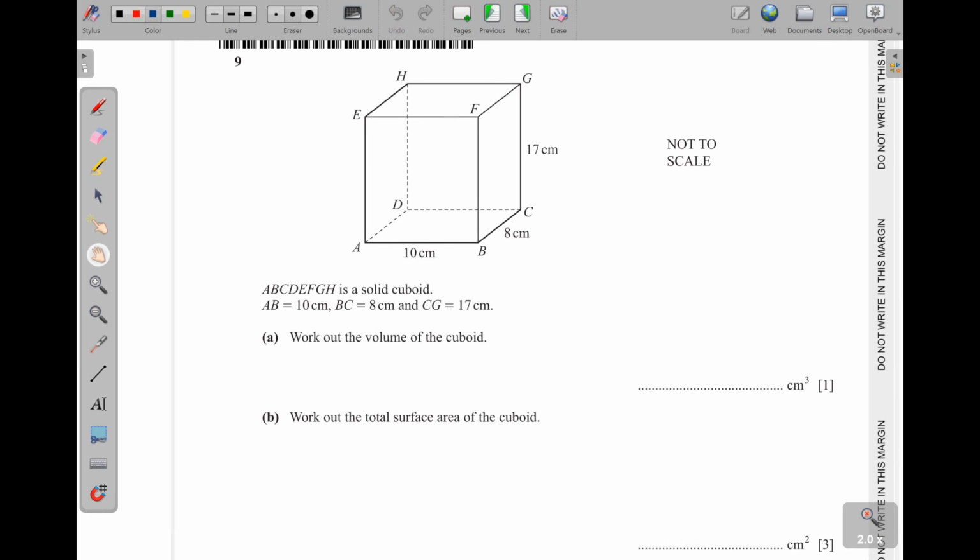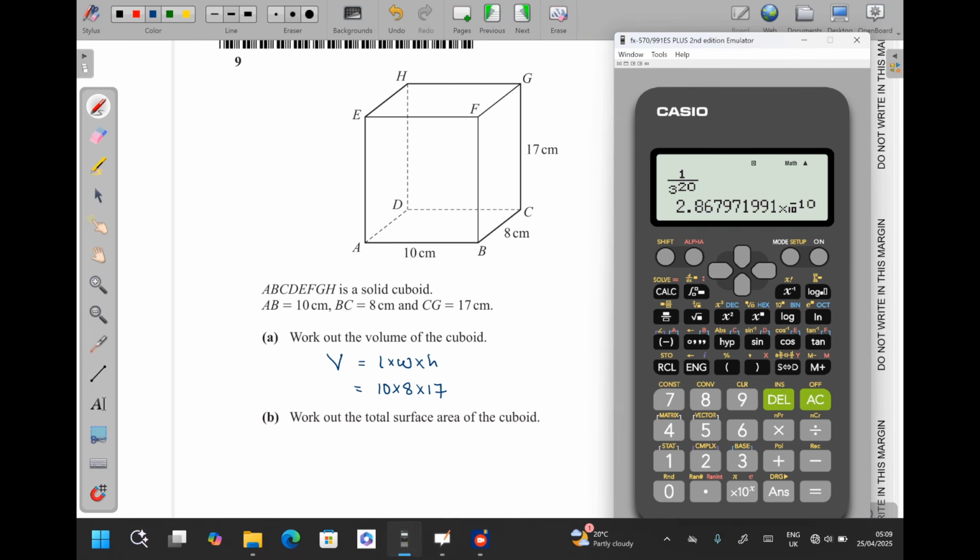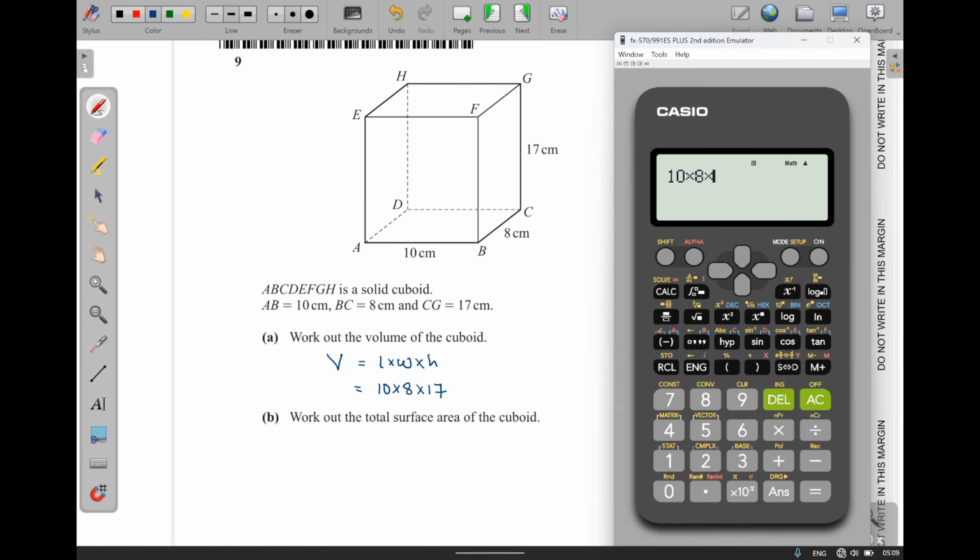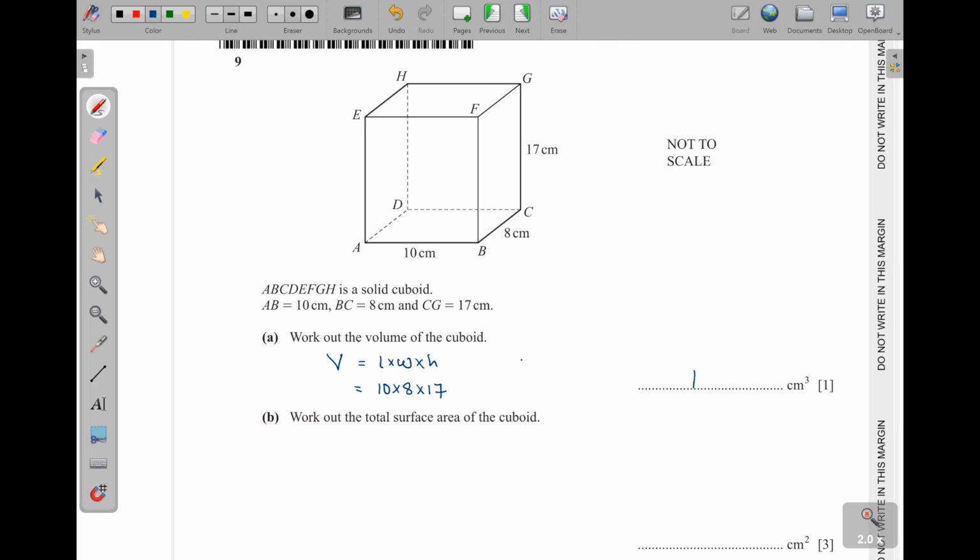Question 9, we are given a cuboid here. AB is 10, BC is 8, and then CG is 17 centimeters. Work out the volume as part A. Volume of the cuboid is equal to length times width times height. So here we shall have 10 times 8 times 17. So what is 80 times 17? That is 1360. Next, work out the surface area.